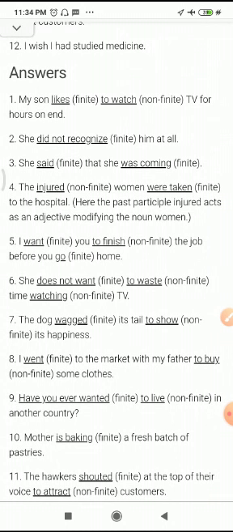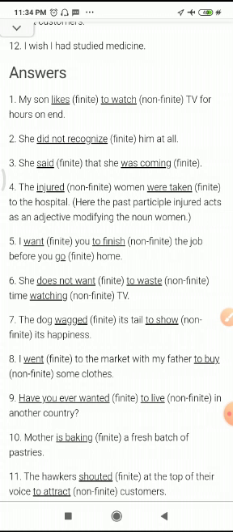This is in tense. This is also in tense. And they can change their form. That is why both are finite verbs. Come to question number 4. The injured: non-finite. The woman was taken: finite. Because the injured is out of tense. And the word taken is in tense, and taken is the V3, taken to the hospital. Here the past participle injured acts as an adjective.